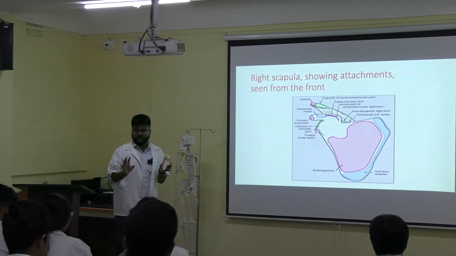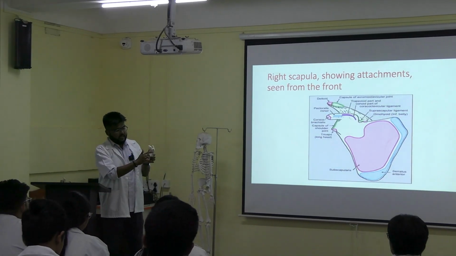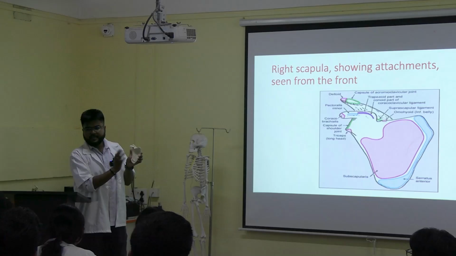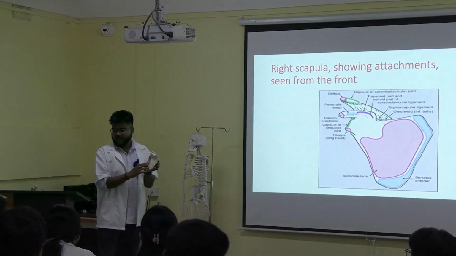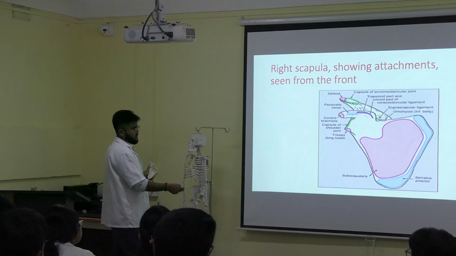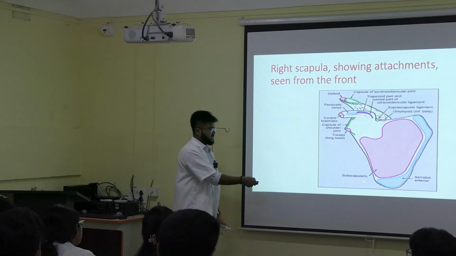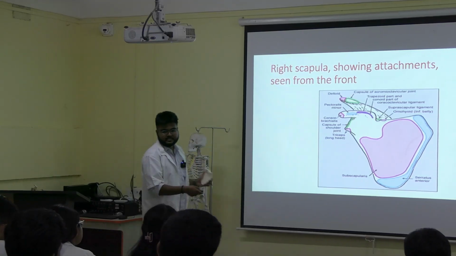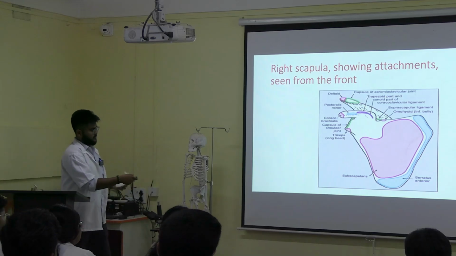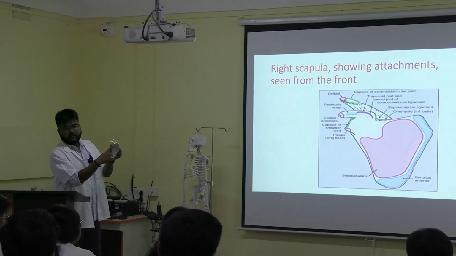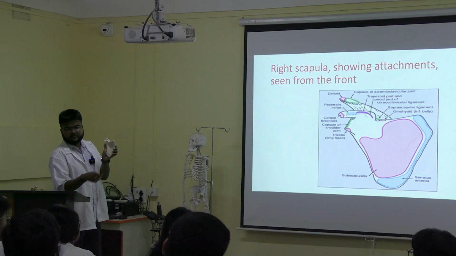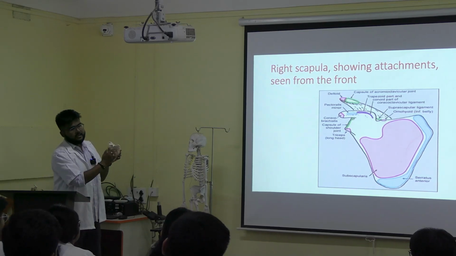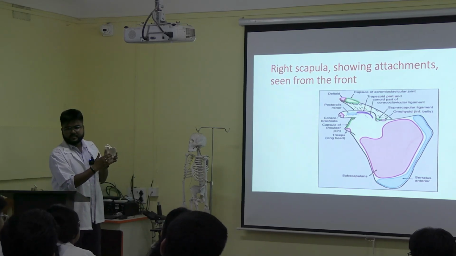Easily remember. First one is your big muscle. This part is called your anterior surface, and here this is called your subscapular fossa. Mainly your subscapular fossa is where the subscapularis muscle is attached. This part is mainly your anterior surface, here your subscapular fossa is present, and here your subscapularis muscle is attached.